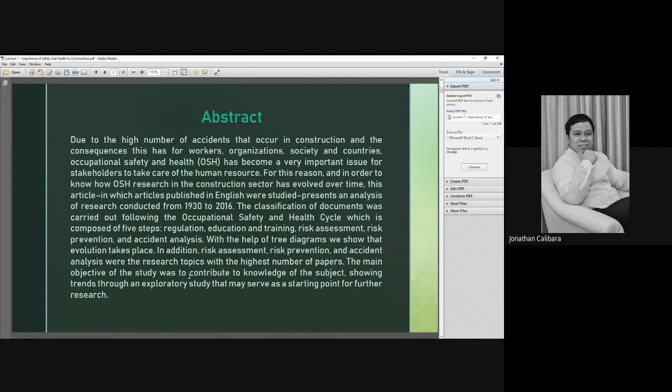The main objective of the study was to complete the knowledge of the subject. So it is additional knowledge showing trends through an exploratory study that may serve as a starting point for further research. This research is just part of the development of another research. Okay, actually class, when we talk about research, it has to be developed, innovated, improved, and updated, so that there will be an action later on regarding the trends that were studied already.